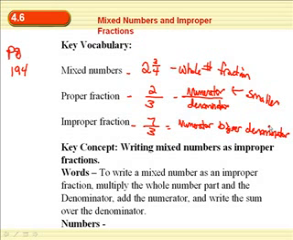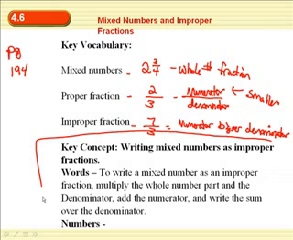So our first key concept box is writing mixed numbers as improper fractions. There's your box that you need to copy over. It says to write a mixed number as an improper fraction, you multiply the whole number part by the denominator, add the numerator, and write the sum over the denominator. Okay, that's a lot of words, so let's take a look at it in an example.